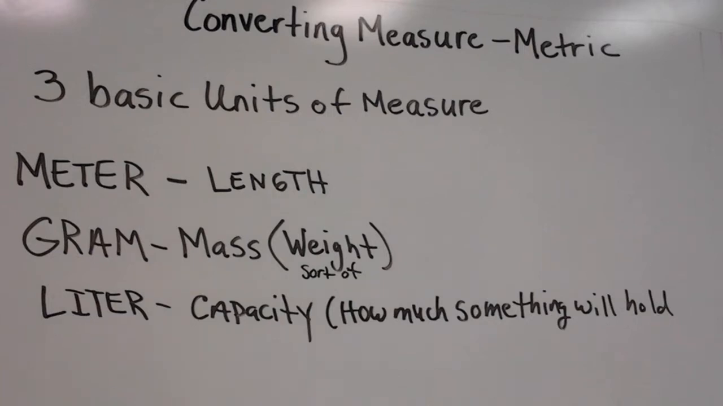Weight has to do with gravity. And liters, which have to do with capacity, how much something will hold. Many of us are very familiar with a 2-liter bottle of soda. That's a good example of a metric measurement. Now, let's talk about meters.